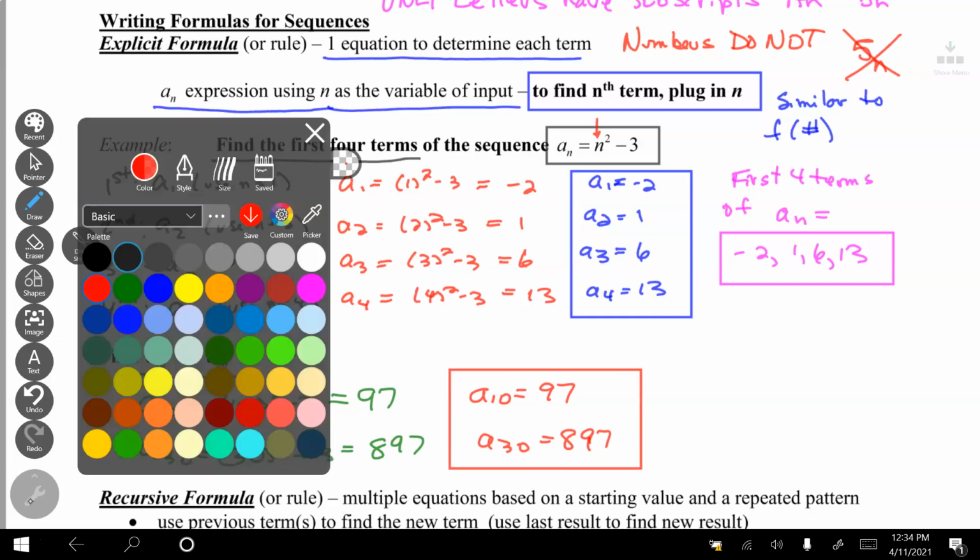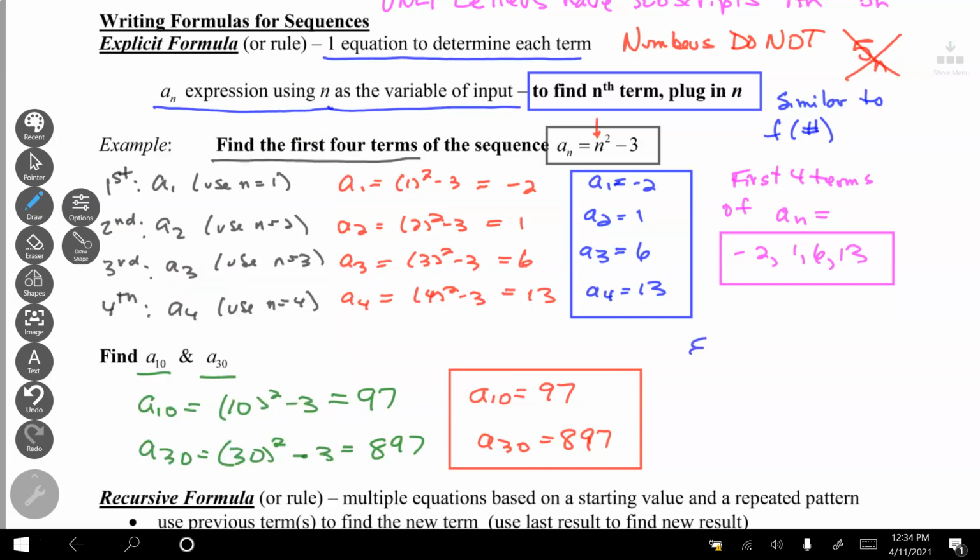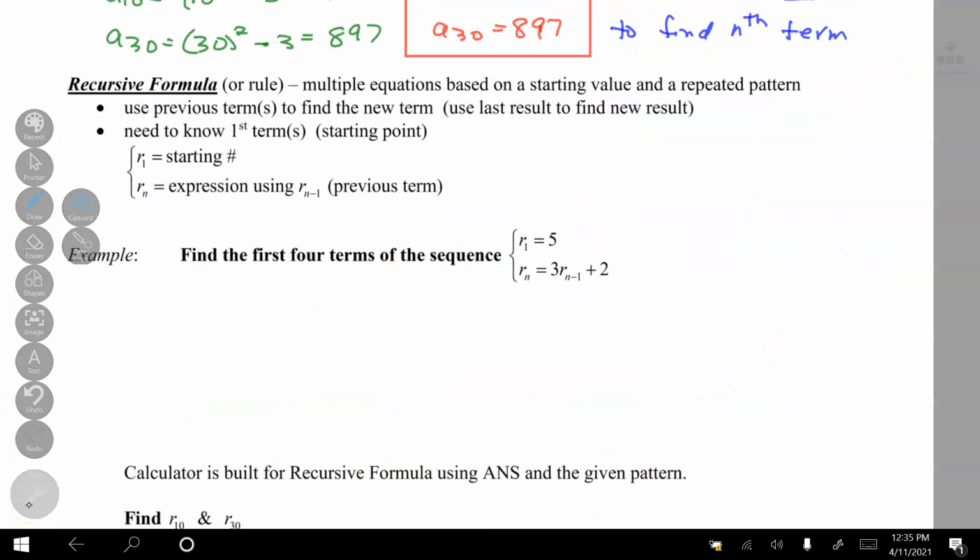And really, for an explicit formula, explicit is really easy. Just plug in n to find the nth term. Want to find the 102nd term? Just plug in 102. The recursive formula is actually a little bit harder to work through manually.